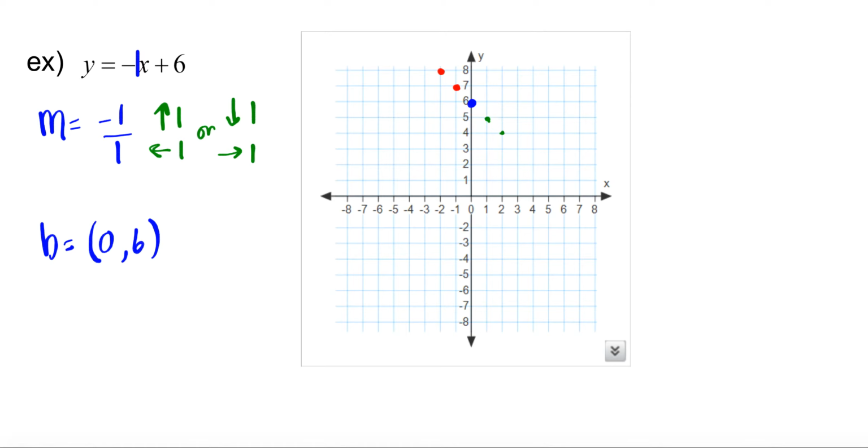It looks like a straight line to me, so we'll connect them. Nice long straight line. Hopefully you have a straight edge. And get some arrowheads on there because lines go on forever. And that is the equation y equals -x plus 6.